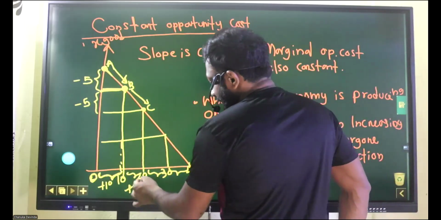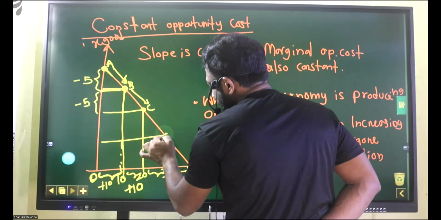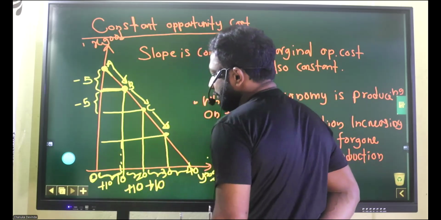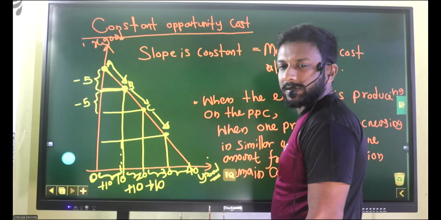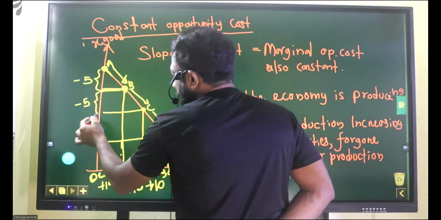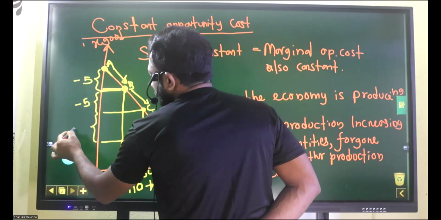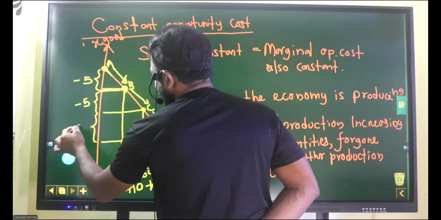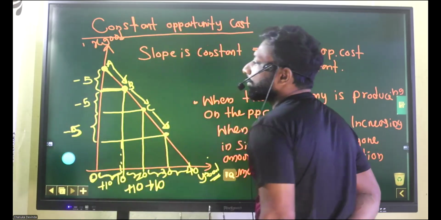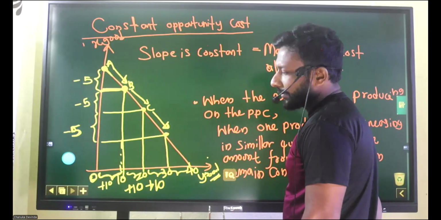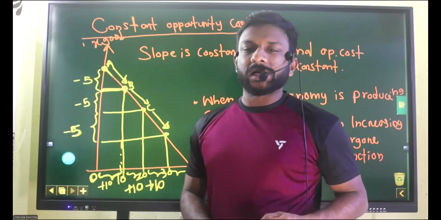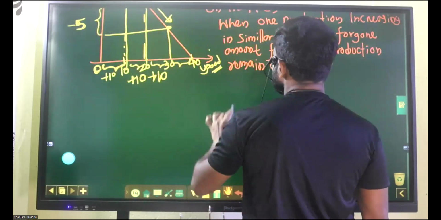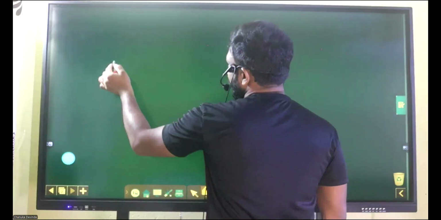Right? Then again the production increases from C to D by 10 units. So it means X production is reduced by 5 units, and X production is reduced by 5 more units. Right? So that is the constant opportunity cost. If we draw another PPC for representing that, look at this.